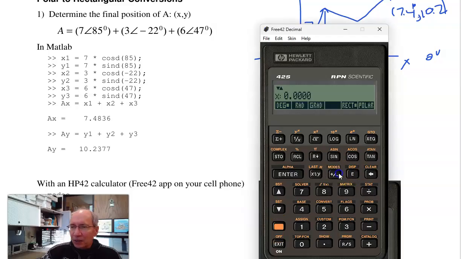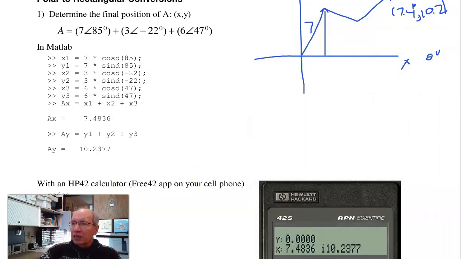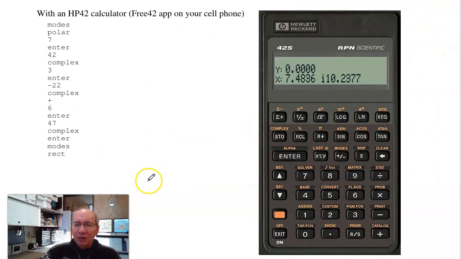So let's try that again. Modes, polar, 7, enter 85, 3, enter negative 22, add those, 6 at 47 degrees. There's my answer in rectangular mode, x and y. So anyway, if you're taking a test, HPs are really nice.